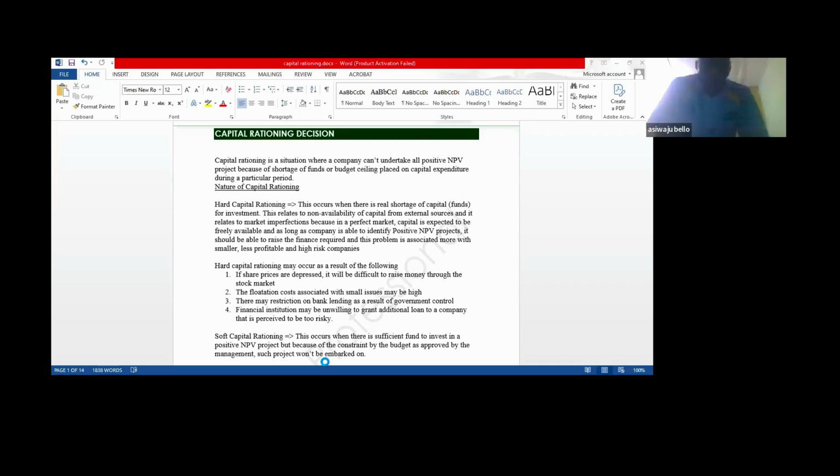Hard capital rationing may occur as a result of the following. Why will a company not be able to obtain funds? We have banks, we have financial institutions. Why will a company not be able to source finance? Why would the bank not be willing to provide a loan to the company? The likely reasons for hard capital rationing.